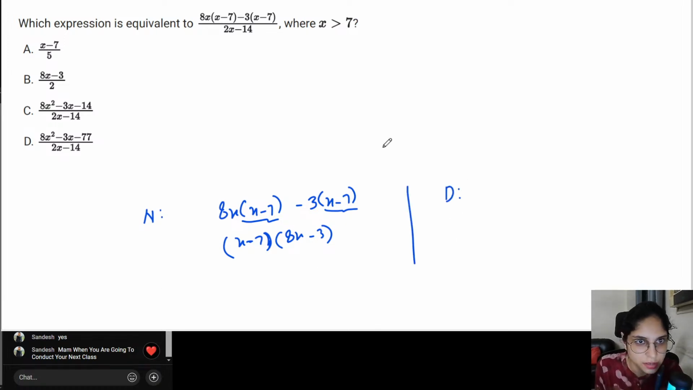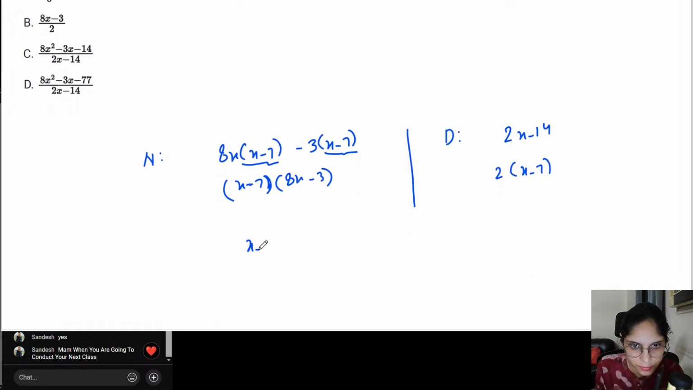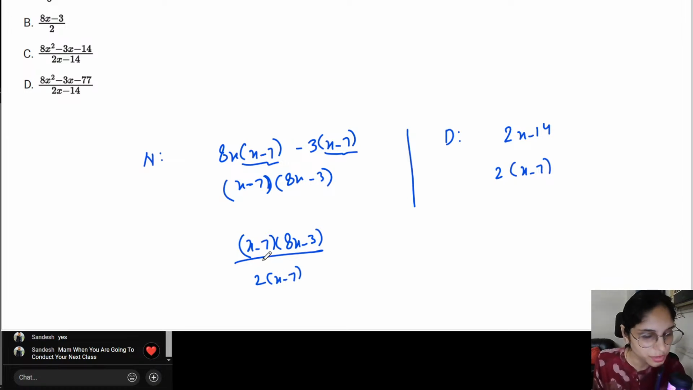I will factorize it. Whenever they say which expression is equivalent to this, and it's a rational function, you factorize the numerator, you factorize the denominator. As you can see, 2 is common, it's x minus 7. And now you divide them. Over 2 times x minus 7. X minus 7 is a factor for both numerator and denominator. You cancel it. Answer is 8x minus 3 over 2.